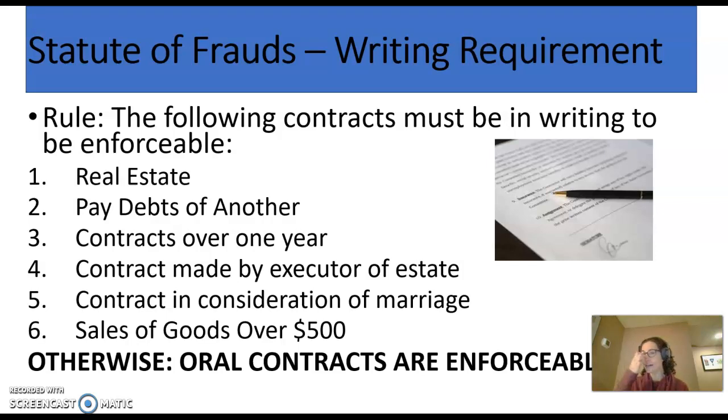There is a rule that the United States adopted from England, which is called the Statute of Frauds. Again, not the Statue of Liberty, but the Statute of Frauds. And the Statute of Frauds gives us the rules about which contracts must be in writing to be enforceable. Any contract that does not fall on this list, the court will enforce a verbal or oral contract.